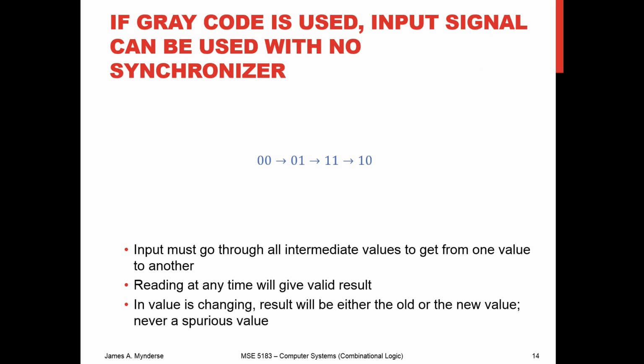If we use gray code instead, then there's no need for a synchronizer because there's never a bad read. Everything is always exactly what it's supposed to be. There's no intermediate values. And so anytime that we want to read, we can. So we can go with asynchronous communication. It's fine. So that's a great thing about gray code, is we can take out the need for a synchronizer.